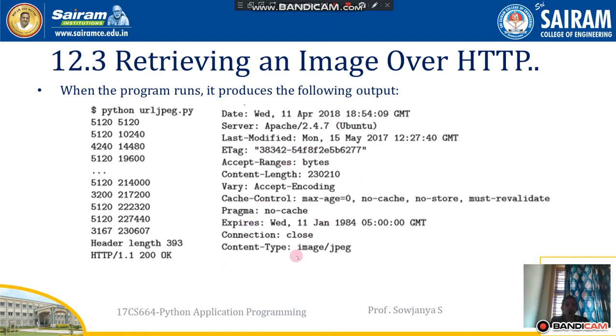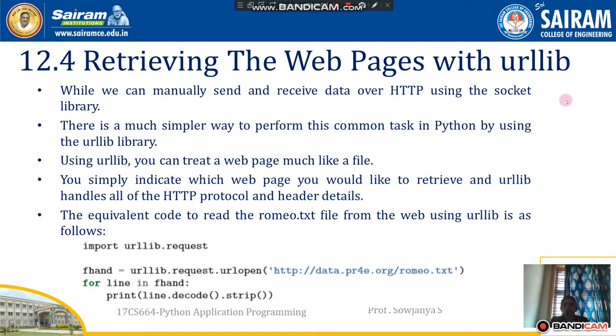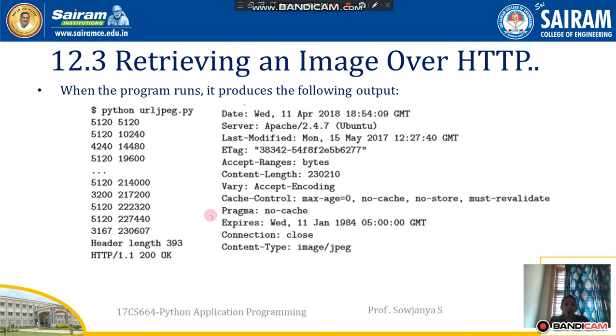Okay, so it is showing you all the information related to this particular image, that is stuff.jpg. It is giving you the header length here, and what type of connection and content the image has, and it is going to count all the characters, how many characters it retrieved on this particular image.